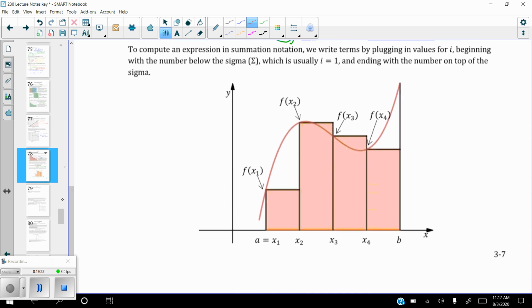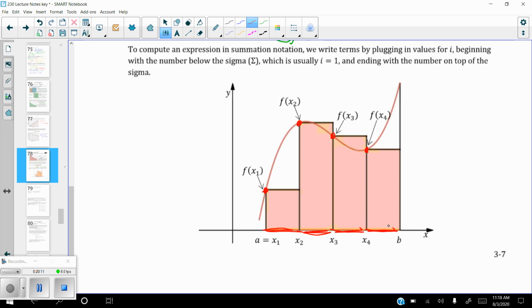All right, so to compute an expression in summation notation, we write the terms by plugging in the values for i, which is what I just said, beginning with the number below the sigma. Usually it's 1. It can start at 0. It can start at something else. It just can't be negative. We can't start at a negative number. And again, it can't be decimals or fractions or anything like that. And then you're going to stop at the top number. So again, f of x sub 1, f of x sub 2, f of x sub 3, f of x sub 4. Those just represent the heights of the rectangle. Delta x, which is b minus a divided by the number of rectangles, is going to give you the base of the rectangle, the width.